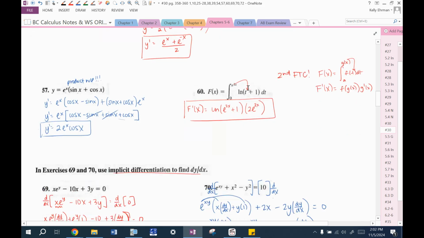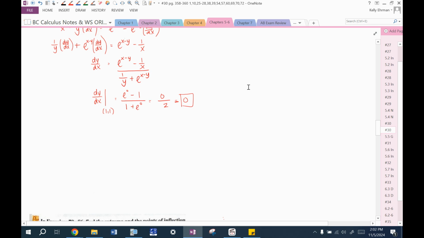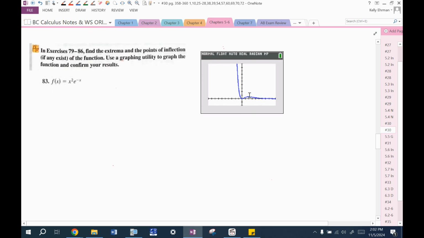All right, let's see. The next one, okay, this is our longest problem. Use a graphing utility to graph the function. So here's our graph, spoiler alert. There's definitely a change in concavity. There's definitely a relative min, a relative max. Find the extrema and the points of inflection, if they exist. All right, so find the extrema first. You should know that that means first derivative test.